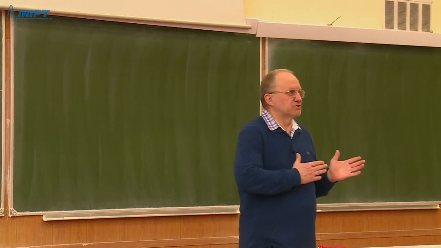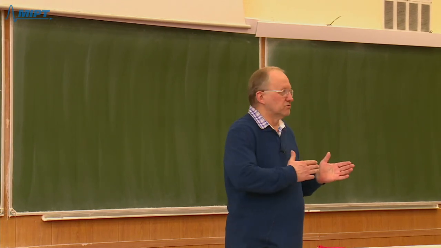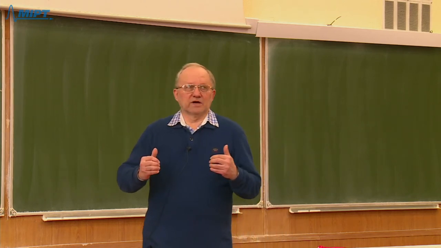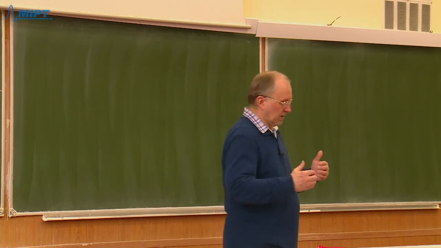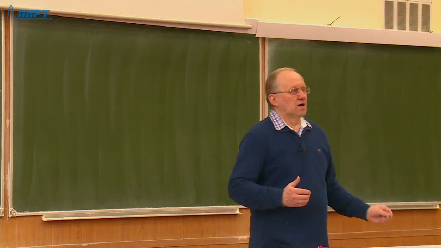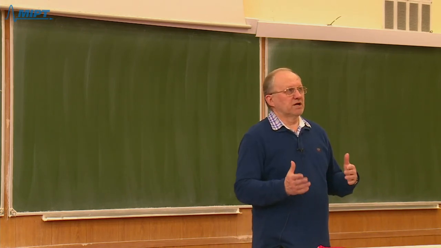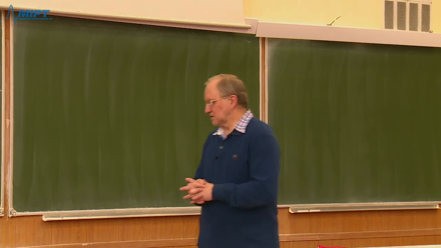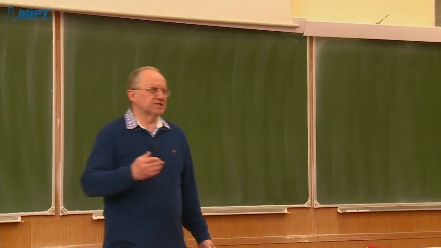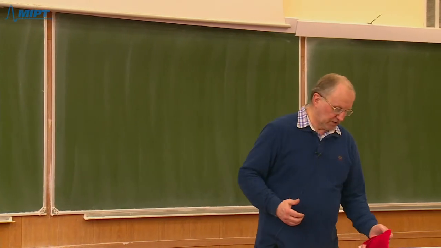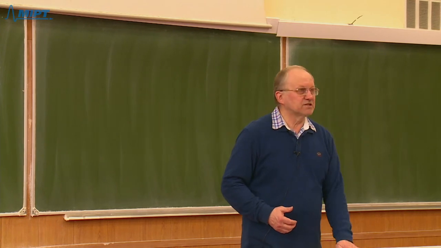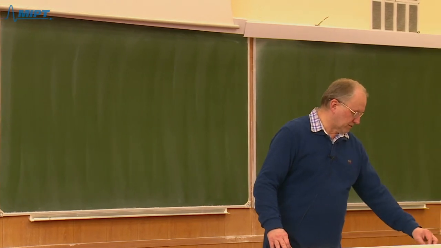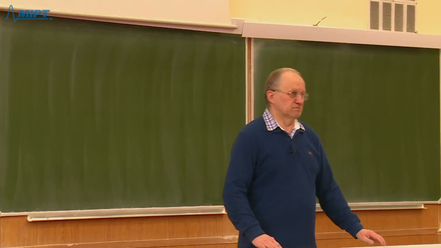And this symmetry with regard to turning in space is called isotropic symmetry. The symmetry with regard to turns. This is an isotropic symmetry of space. And due to this symmetry, there should be another law of conservation, which we will consider today. And that is the law of conservation of angular momentum.